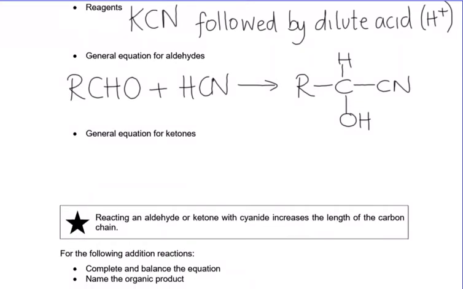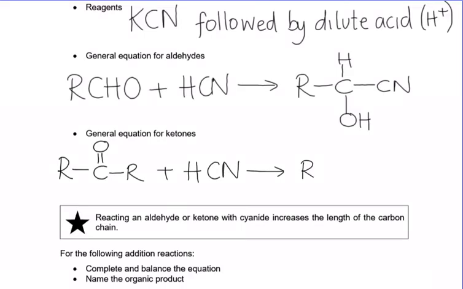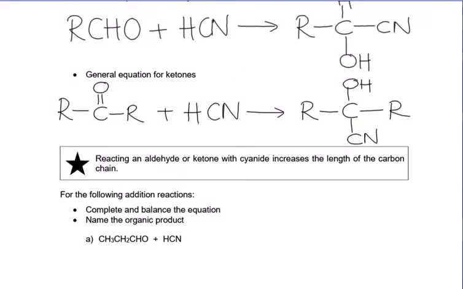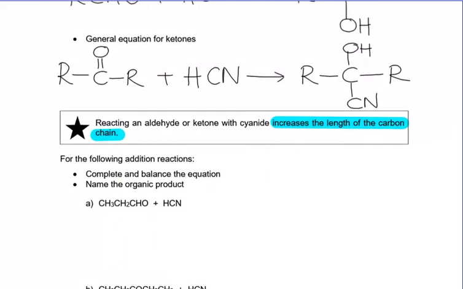If we look at that for ketones, we've got our structure with a C double bond O in the middle of it, and we add a H and a CN. Remember that we're going to add the CN to the carbon and the H to the oxygen. So we're adding a H and a CN across the double bond. This is very important, this is going to increase the length of any carbon chain. We've added a carbon to the structure. Very important for organic chemistry.